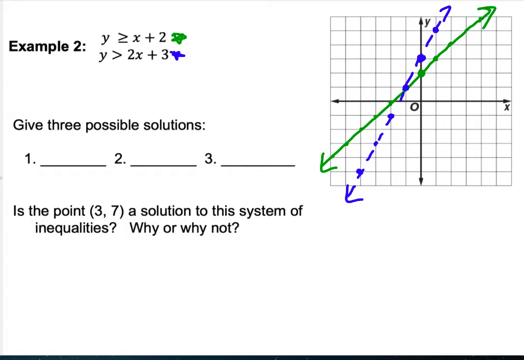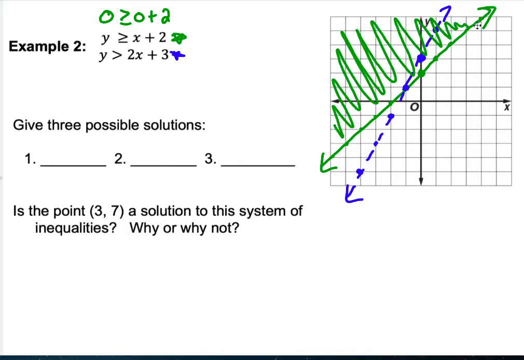So I always like to use 0, 0 as long as my line doesn't go through it. So I put in 0 for y and 0 for x. Is 0 greater than or equal to 0 plus 2? So basically, is 0 greater than or equal to 2? No, it's not. So I don't want the side of the green line with 0 on it. I want the other side.